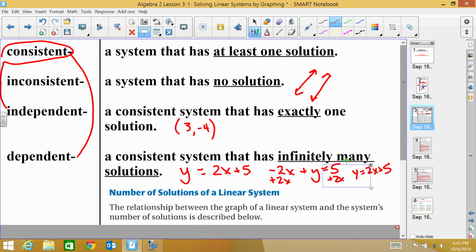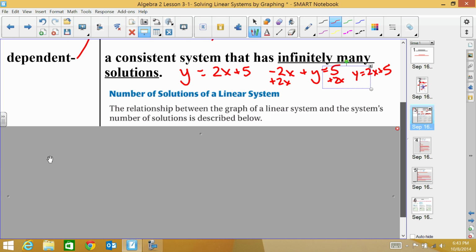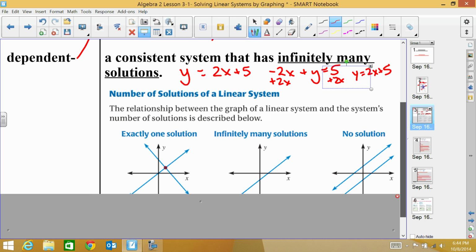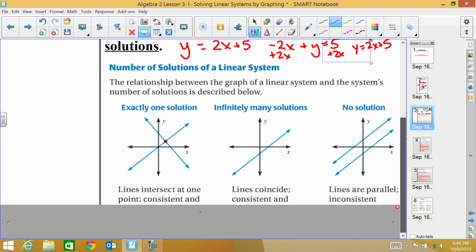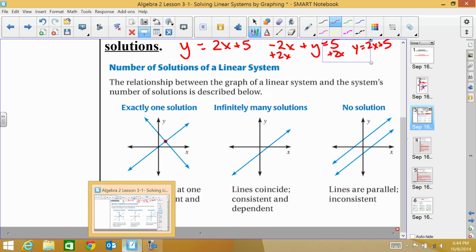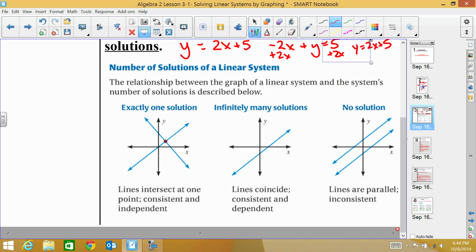Okay, so we kind of already talked about this, but this is just for you visual learners. Okay, if a system has exactly one solution like this, they cross at exactly one point, then that would be consistent and independent. Independent means one. Okay? If it has infinitely many solutions, they're going to be the exact same line, so they're going to cross each other infinitely many times, so that's going to be consistent and dependent. And then if the lines are parallel, then that would be inconsistent.